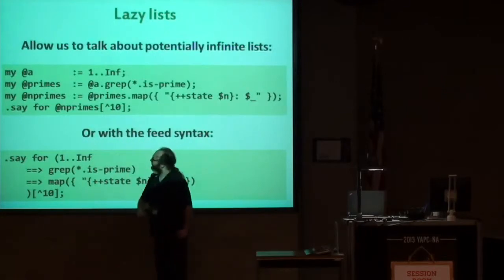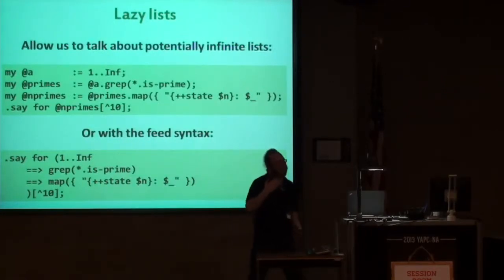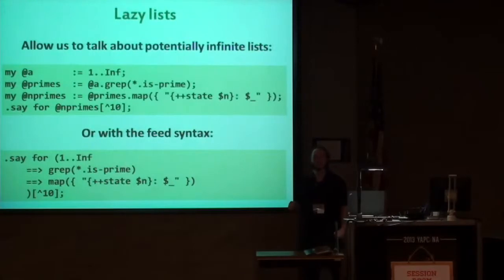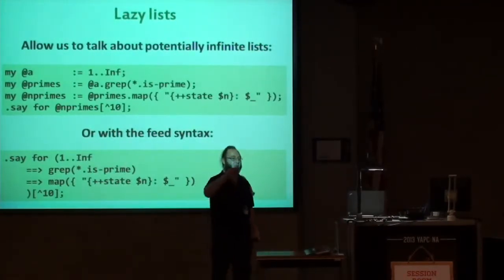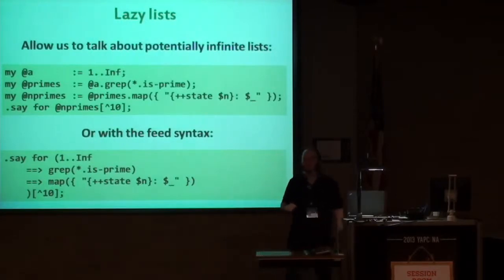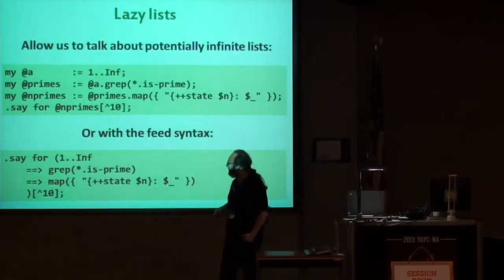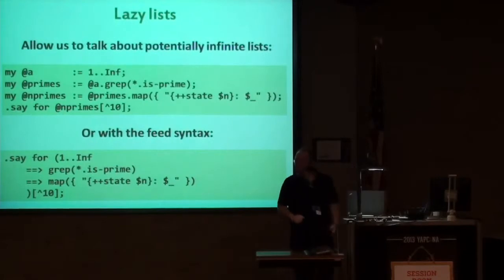What I do down here is say I want to get the first 10 things in this list. That little hat and the 10 makes a range. It's the same as 0 dot dot 9. Thank you. It was good beer last night.